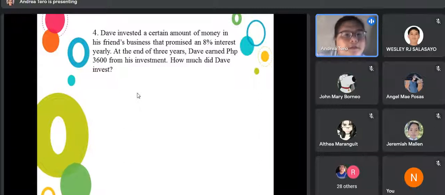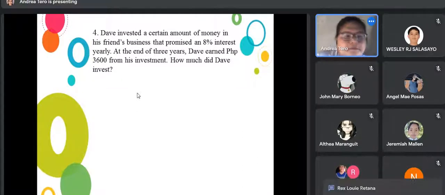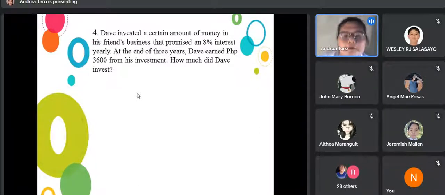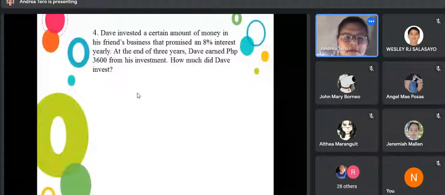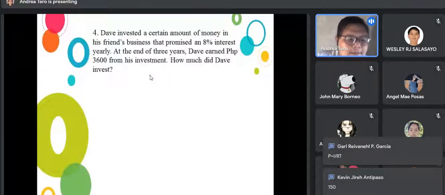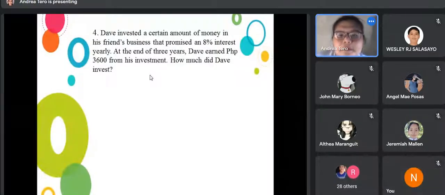Did everyone try to answer the problem? Carl said 15,000. What about the others? How many have solved it? I forgot the formula, ma'am. Try to recall the positions of the variables in the magic triangle. Can somebody tell the formula? Okay, Carl? Principal amount is I over RT. Okay? Very good, correct.